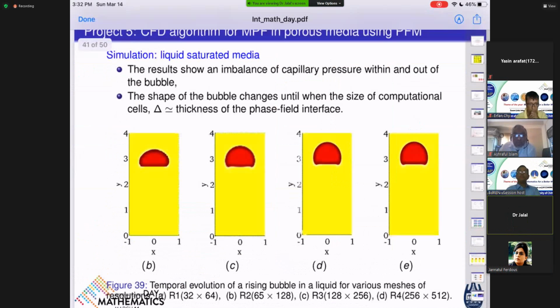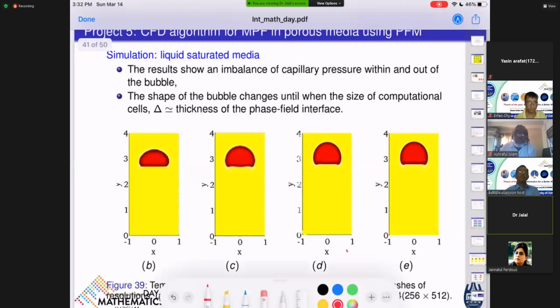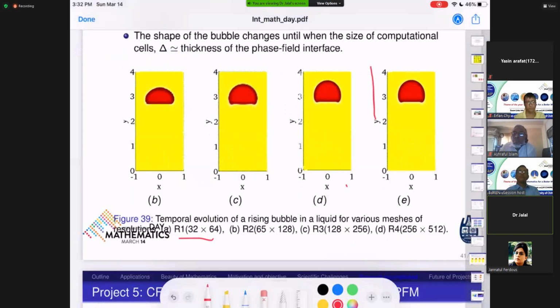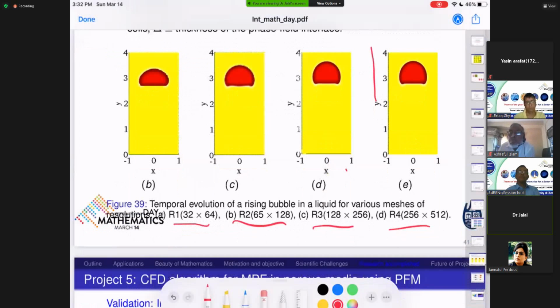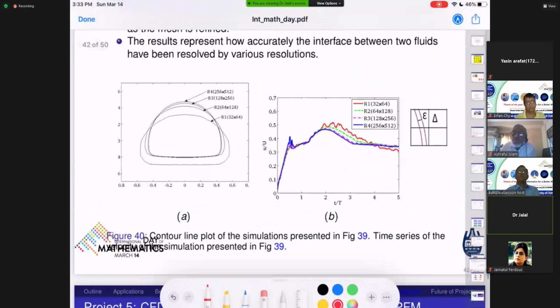So using this simulation, we have to consider a bubble here. Using this one, for the different grid size, we try to plot it. So when we use different grid sizes, we see how it's affecting the result here.